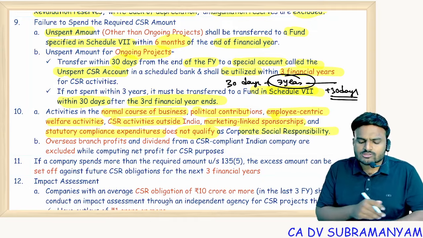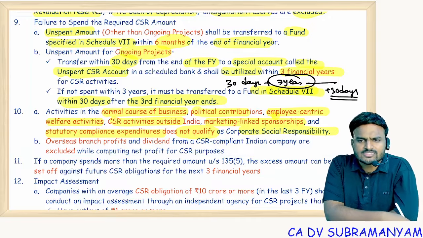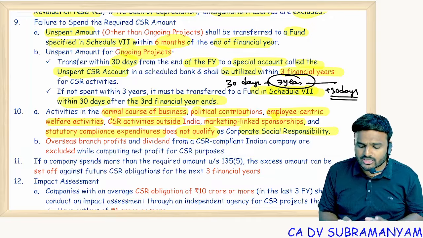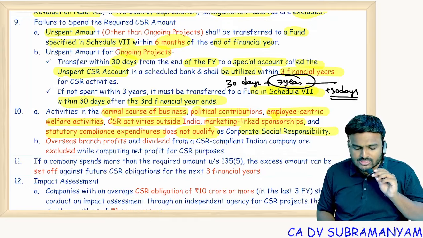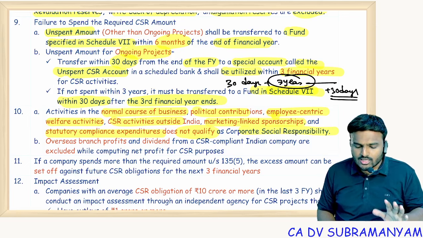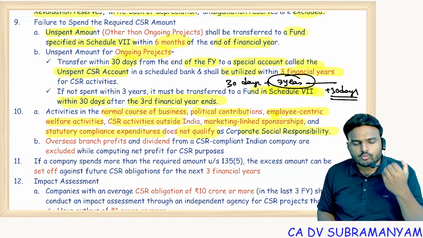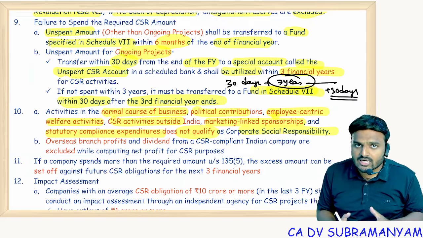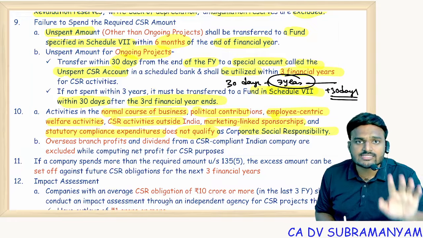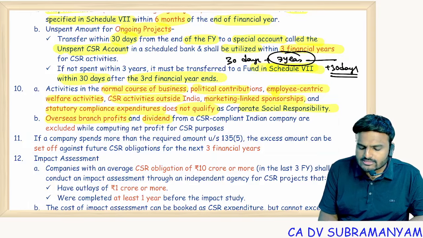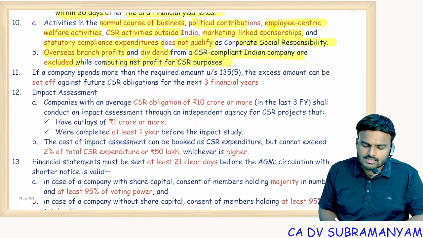But normal course of business, 2 years COVID related research R&D expenditure was allowed as CSR expenditure. And sponsorship, market linked, disallowed. And CSR activities outside India also disallowed. But if you're training some sports persons outside India representing our country, that is allowable CSR expenditure. I repeated, overseas branch profits, dividend from CSR compliant companies are excluded while computing net profit for CSR purposes.